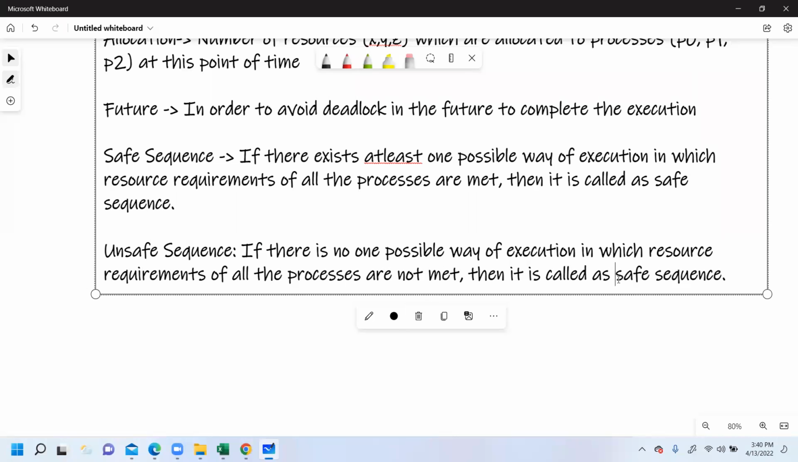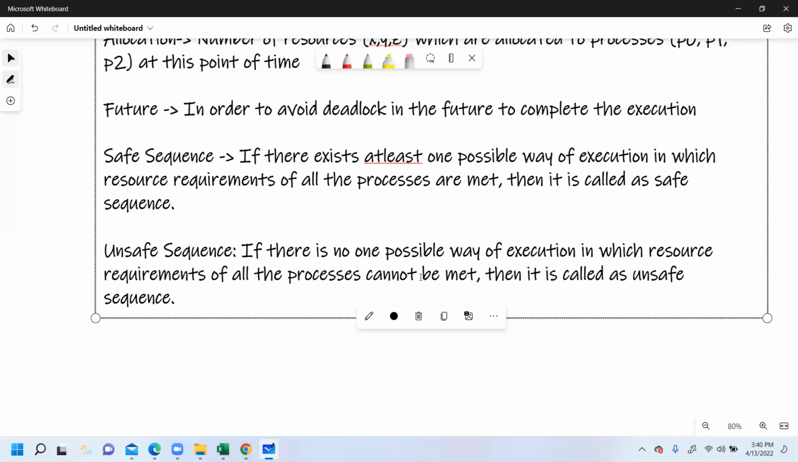I hope my English is right. If there is no possible way of execution in which the resource requirements of all the processes can be met. If there is an error in the sentence, please correct it. But this is what I want to say.